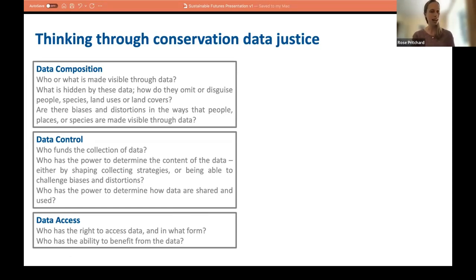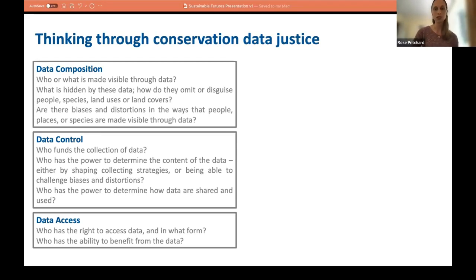In terms of data access, there's echoes here of the kind of open access movement and trying to make sure that as many people as possible have the right to access data, but it's taking that a bit further into who has the ability to benefit from data. So who's got the technical and the expertise capacities to actually use data to their advantage.